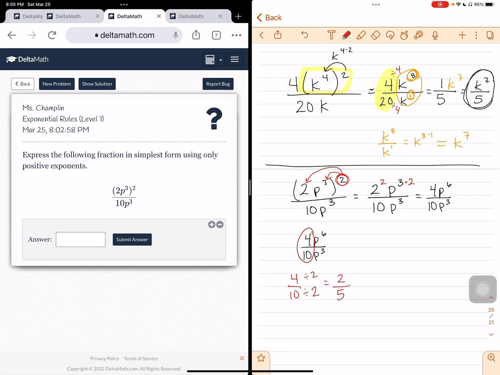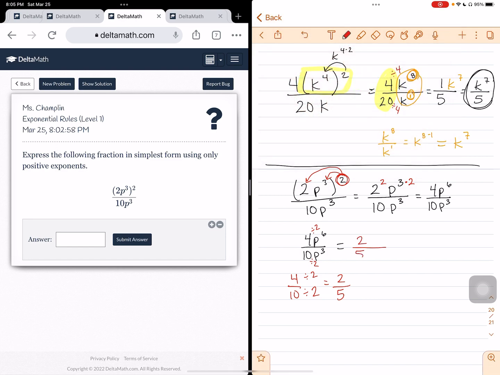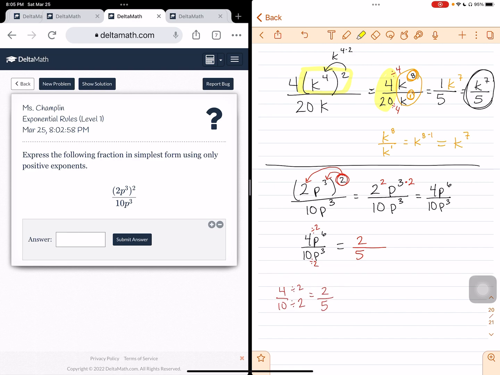Okay, so you could have also shown that by just dividing top and bottom by 2 here. We get 2/5. All right, so this is just me kind of showing you off to the side here. And then now we also have p to the 6th over p cubed.